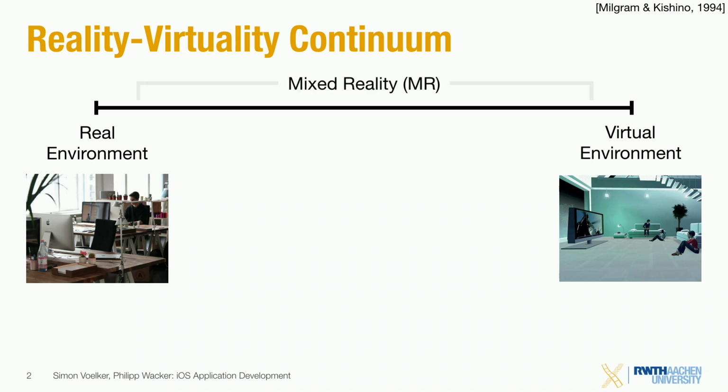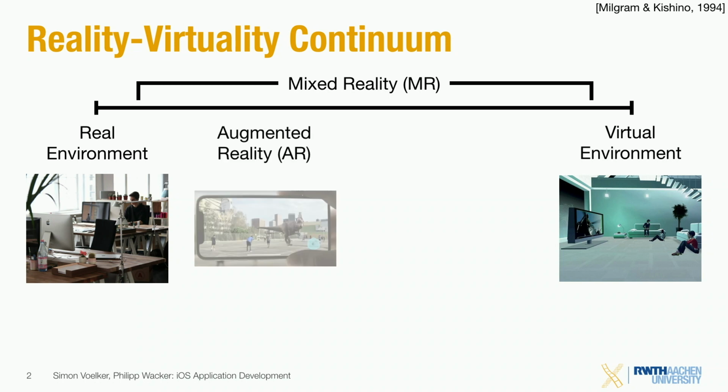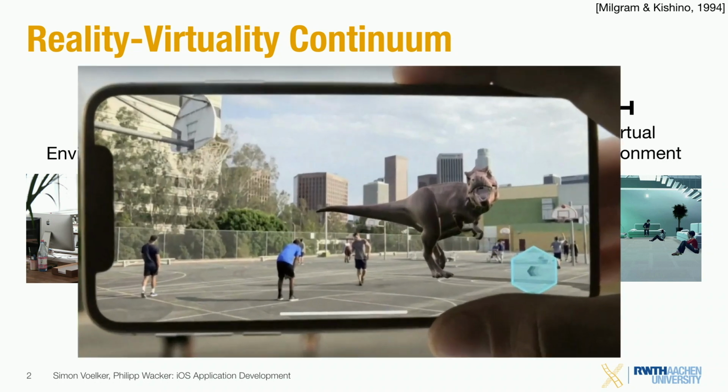And the space in between, there are a lot of different steps, stages, where real environment and virtual environment are mixed. And that is what's generally referred to as mixed reality. And two of the most prominent points is on the one hand augmented reality, where you have your real environment around you and there are digital information, digital models embedded in that real environment. So no one would expect a T-Rex to stand on a basketball court, but with AR you can embed that model in there.